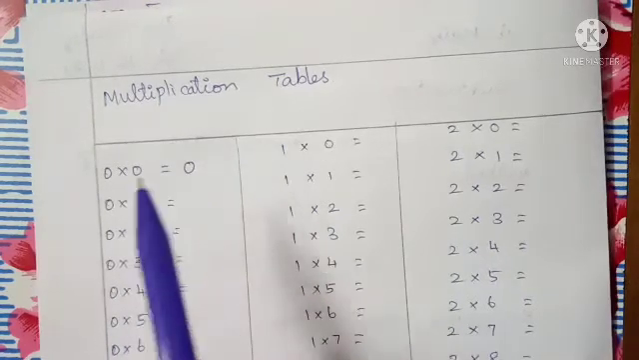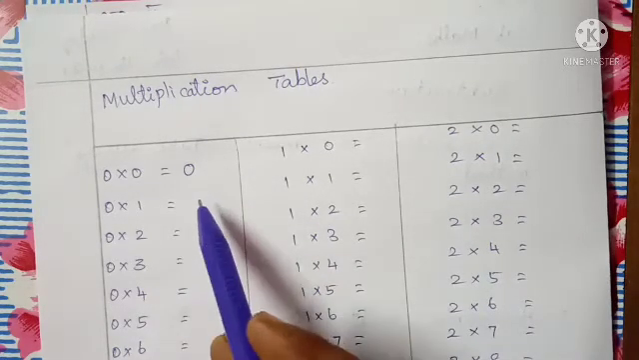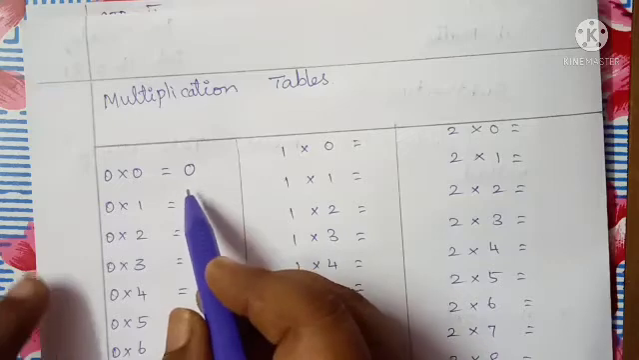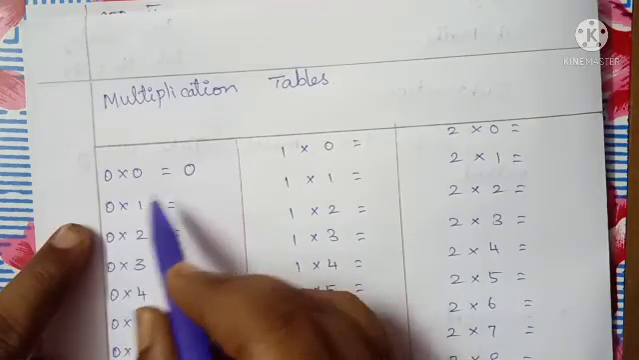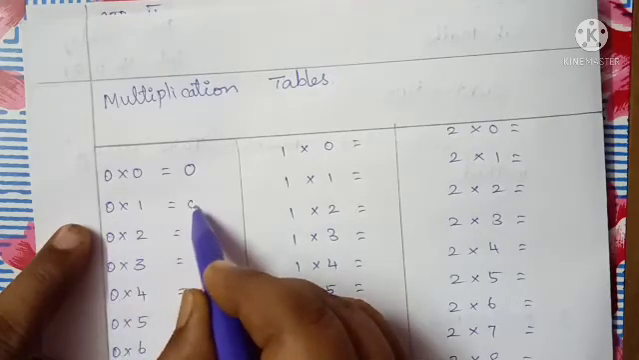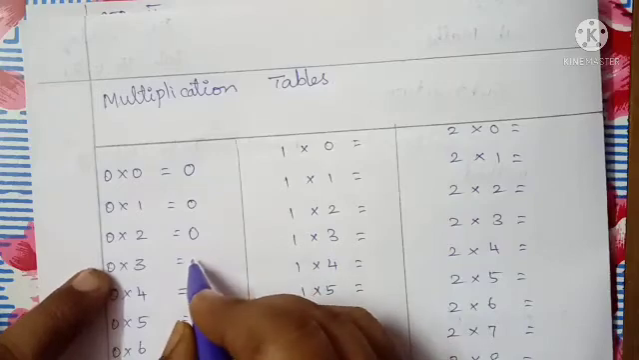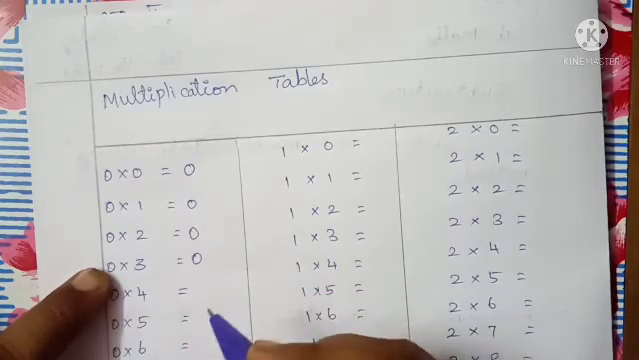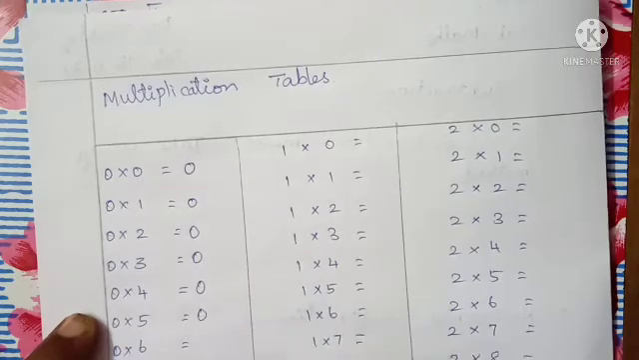Next topic, the multiplication table. Second standard children, last year you studied the 0 table, 1 table, 2 table clearly. Once again I give a recap. So 0 zeros are 0. Any number you multiply with 0, the answer is 0. 0 zeros are 0, 0 ones are 0, 0 twos are 0, 0 threes are 0. So when you multiply with 0, the answer is always 0.